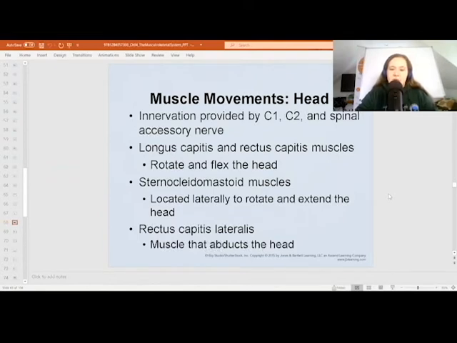Innervation is provided by C1, C2, and the spinal accessory nerve. Longus capitis and rectus capitis muscles rotate and flex the head. Sternocleidomastoid muscles, that long, huge muscle right here in the neck, are located laterally to rotate and extend the head. Rectus capitis lateralis is a muscle that abducts the head.